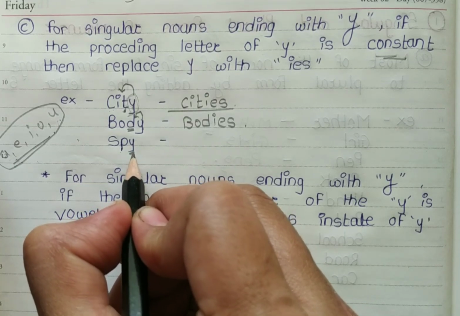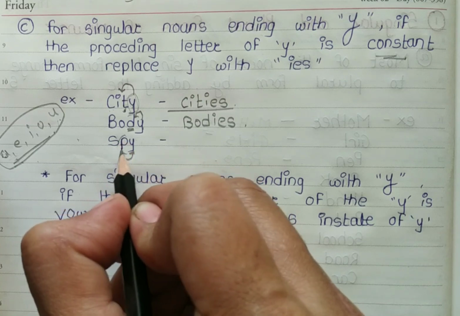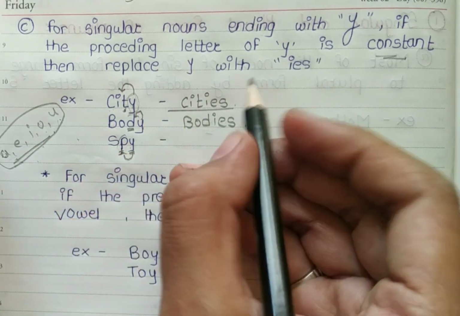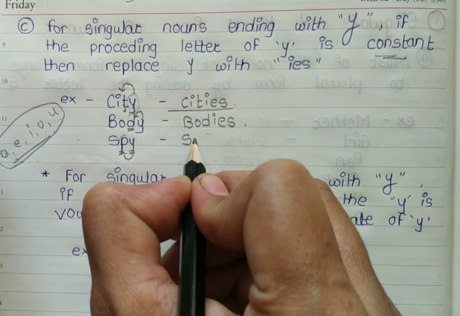Next example is pi. The letter before y, what is it? It's a p. So p is also not a vowel. That's why y is also replaced by ies. So it becomes spice.